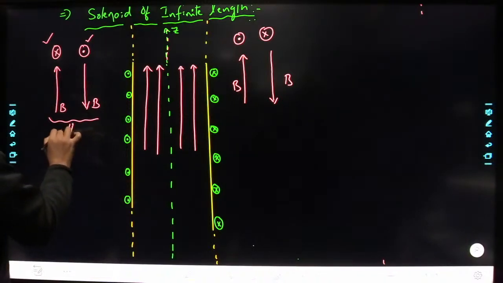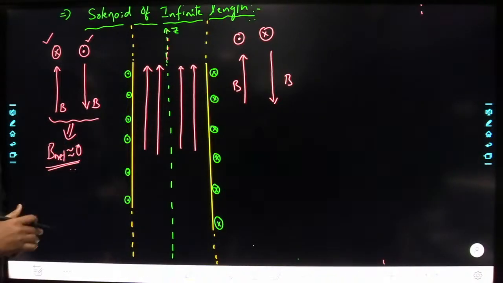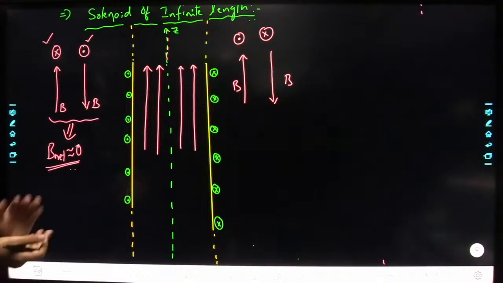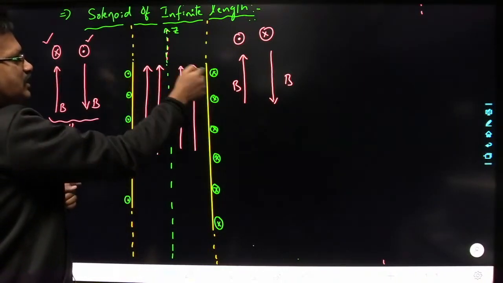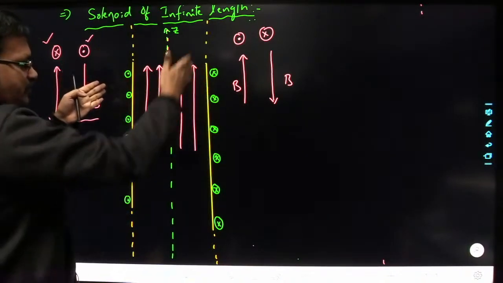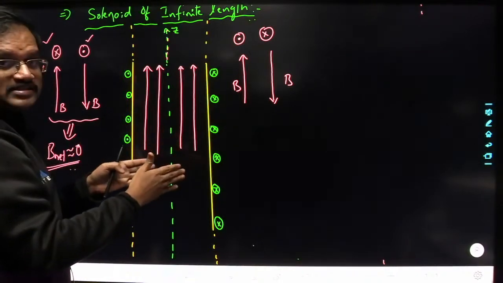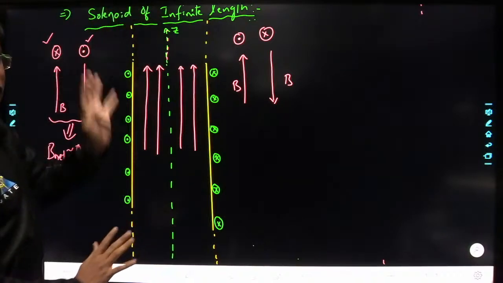So the net magnetic field outside the solenoid is approximately, here, will become equal to 0. What is the assumption I am making here? The distance between this current element and this current element, I am assuming it as very, very small when compared to the length of the solenoid.